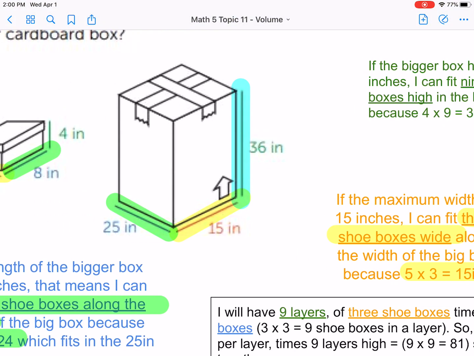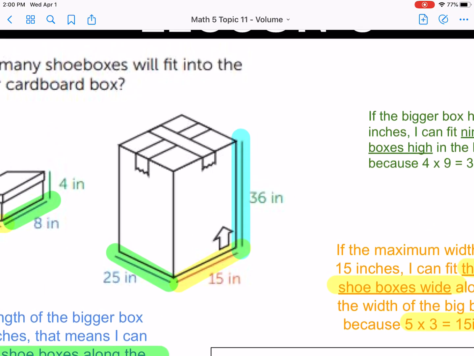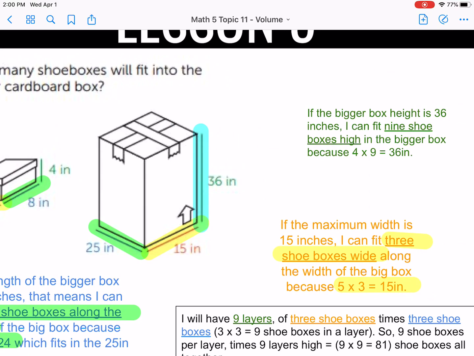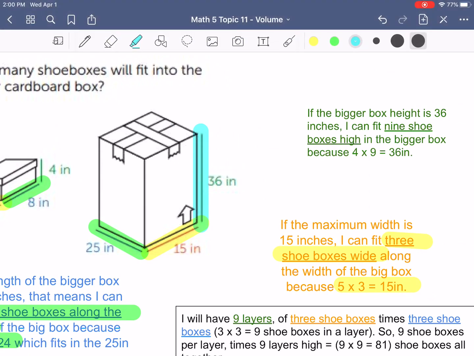Well, mine is 4 inches. Okay? How many times will my 4-inch box go into my 36-inch box? Well, 4 times what gives me 36? And that's 4 times 9. That means I can fit 9 shoe boxes high. I can stack 9 rows of my shoe boxes to fill up this whole box. Now that's a lot of shoes. Finally, we're getting somewhere.